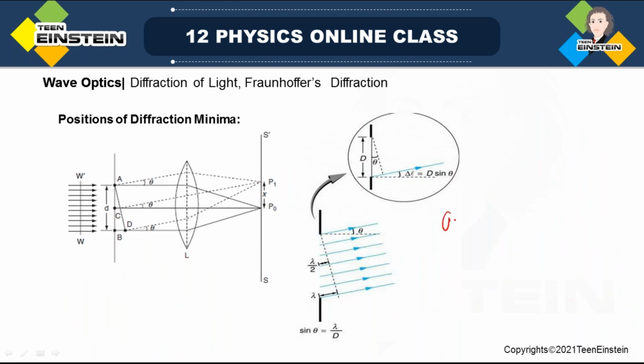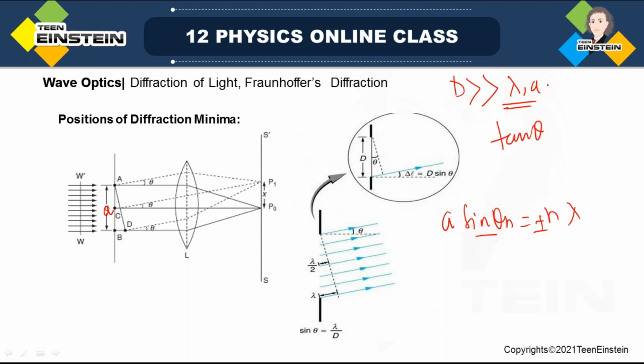So what is the condition for diffraction minima? a sin theta n is equal to n lambda with a plus minus sign, since this d we have taken much larger than lambda and a, the slit width here. Since theta is very small, sin theta or tan theta will be equal to theta. So a theta n is equal to plus minus n lambda.